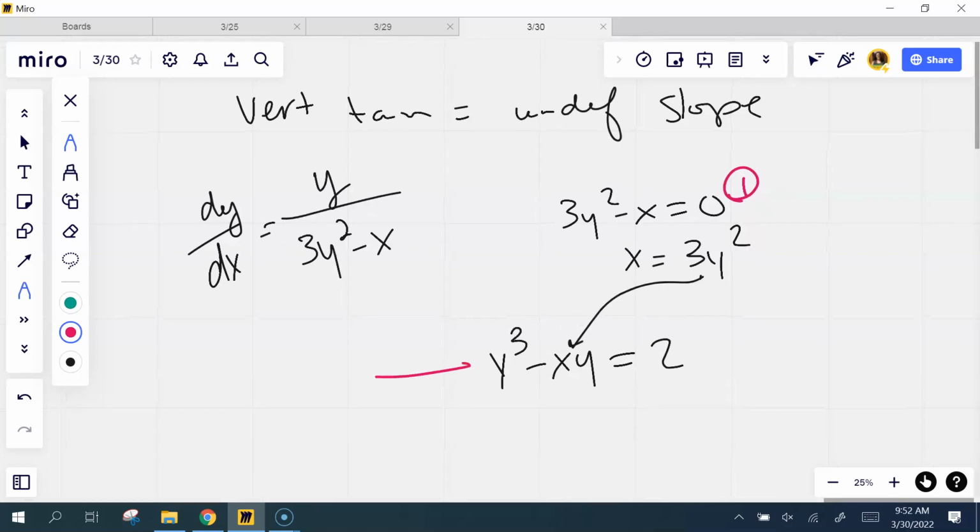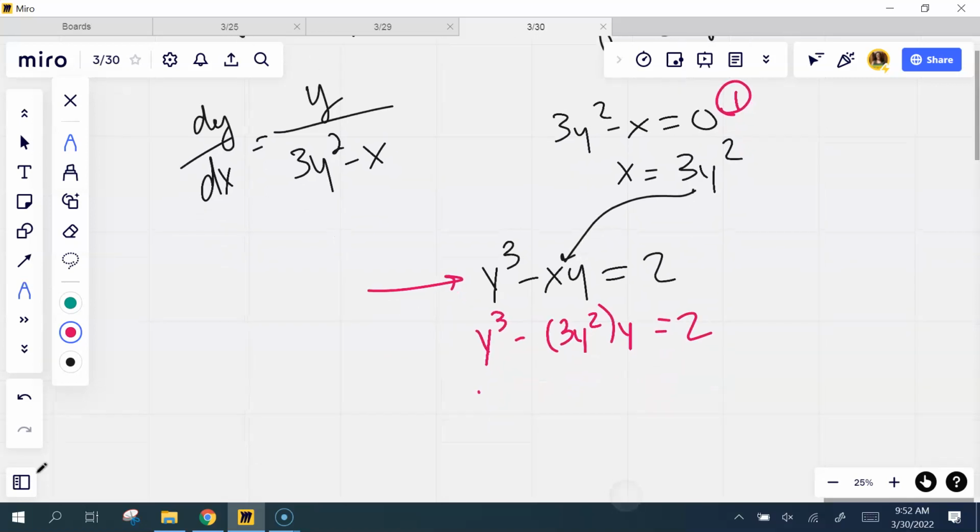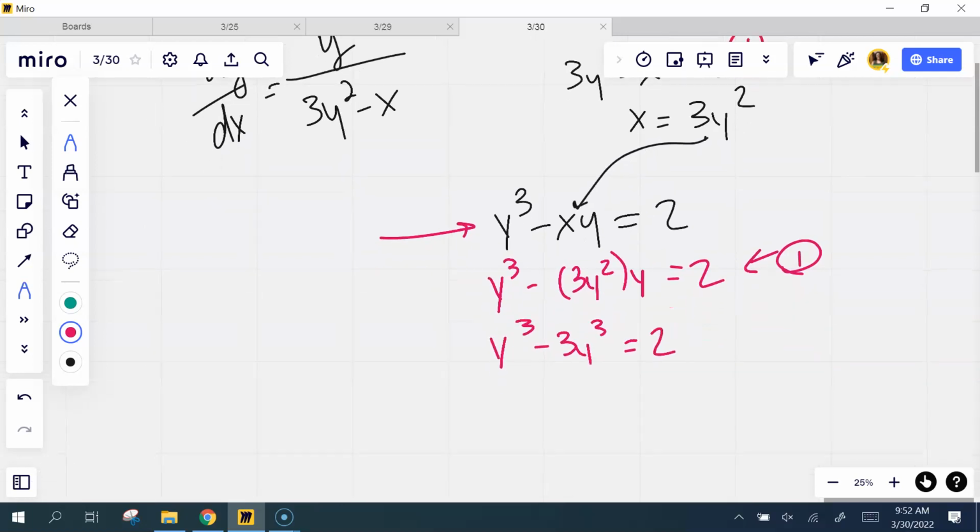This is the original equation, yes? I want to know when in my original equation x equals 3y squared. So I'm going to take that original equation and say y cubed minus 3y squared times y equals 2. Can you now solve that for y? If you got to this point where you had an equation with just one variable, that's another point. Minus 3y cubed equals 2. These are like terms now, so negative 2y cubed equals 2, so y is, of course, negative 1.